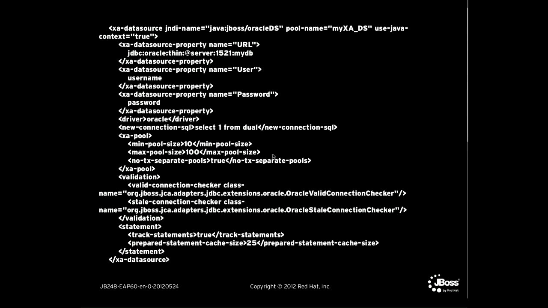Similarly, the connection pool is now defined under an XA pool parent, though the pool control tags remain largely the same, a min pool size and a max pool size. We're also showing a no TX separate pools tag, which is available. If this is set to true, as it is here, 2 pools will be created, one for connections used inside a transaction and one for connections used outside a transaction.